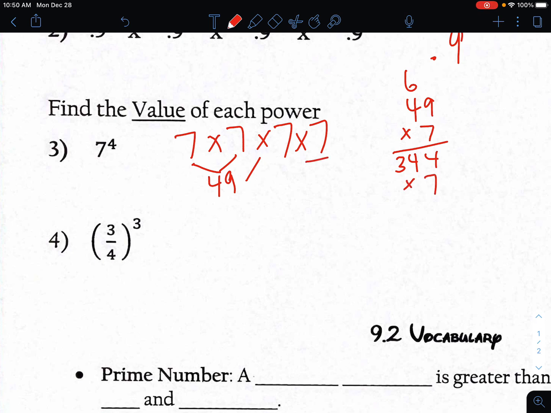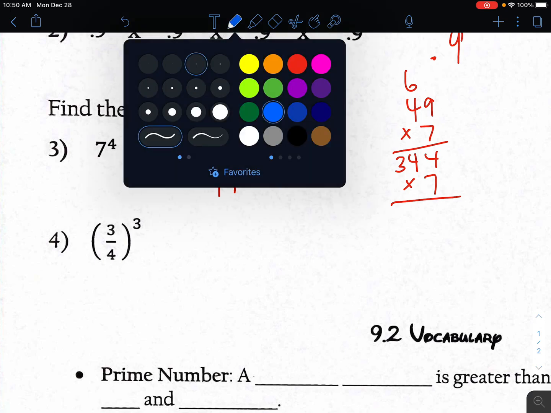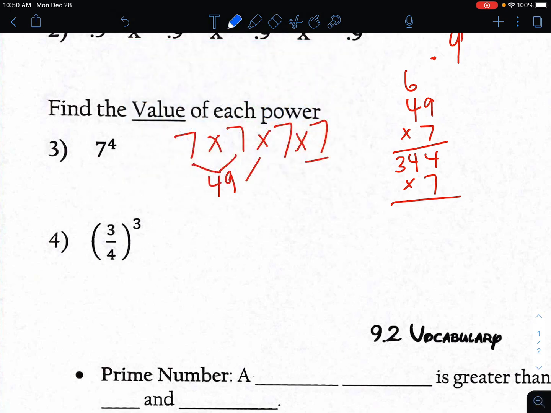So my goodness, let me change colors now also while I'm at it. 7, 14, 21, 28. 28 again, plus 2 is 30. 7, 14, 21, 22, 23, 24. So 2408. That should be our answer.